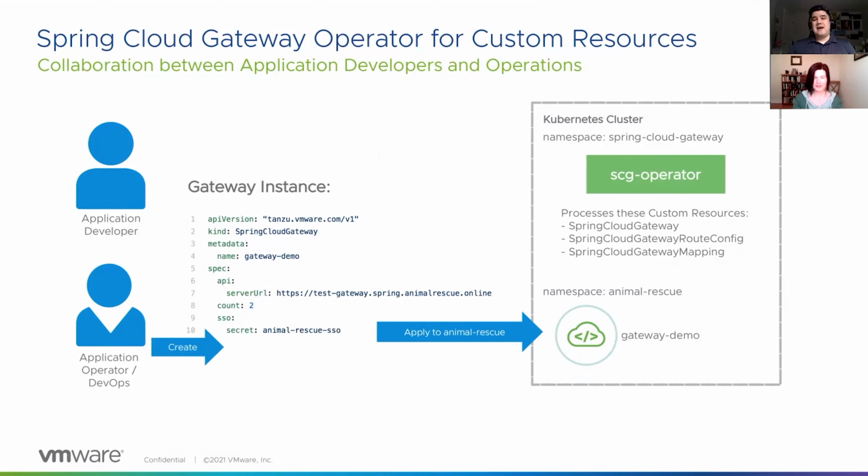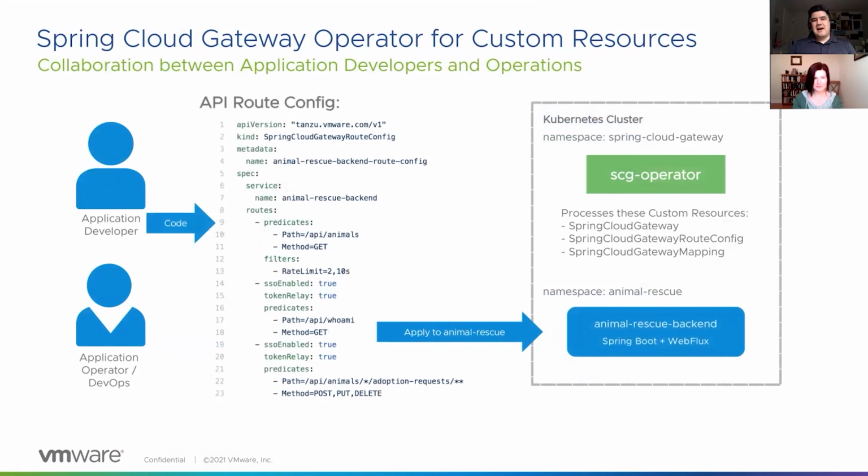So in this case, we have what's called a Spring Cloud Gateway Custom Resource. And the Spring Cloud Gateway Custom Resource has some configuration about how you want to optimize this particular gateway for its use case. And when you apply this to your cluster and you tell it which namespace to put it in, in this case, the animal rescue namespace, it'll create a brand new gateway instance within that namespace.